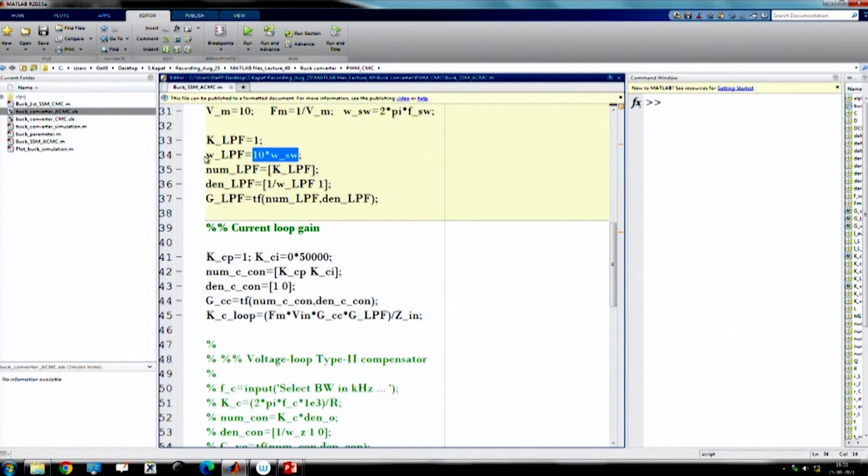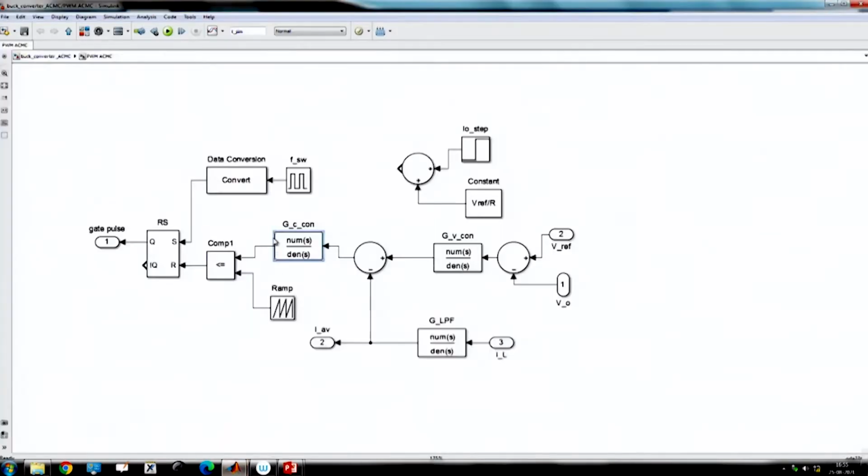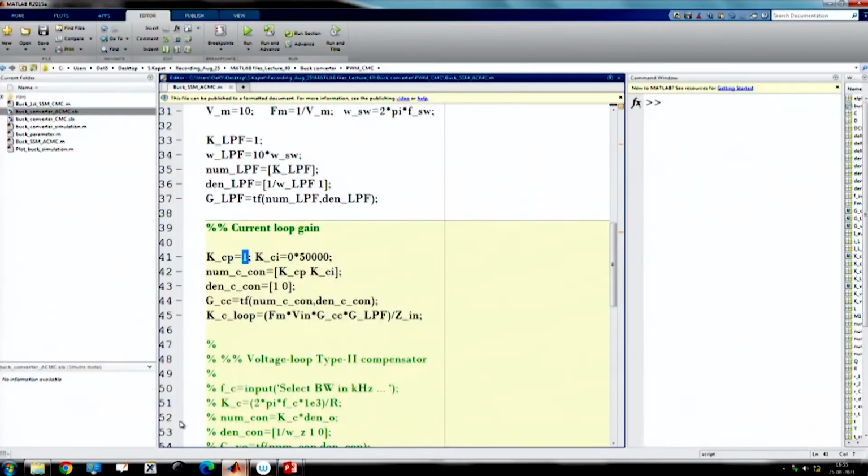Sorry, it is omega, in radian per second. Suppose now the current loop gain, initially we are taking 1, that means the current loop transfer function is simply 1. That means, if you go to the Simulink block, this path is simply shorted. This can be achieved by setting this GC control transfer function to 1. Okay. So, we are simply doing that. So, this is simply 1.